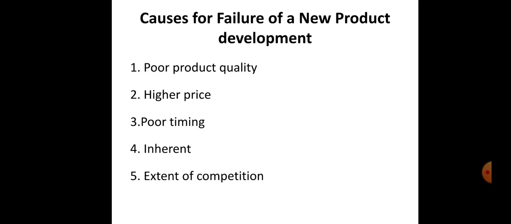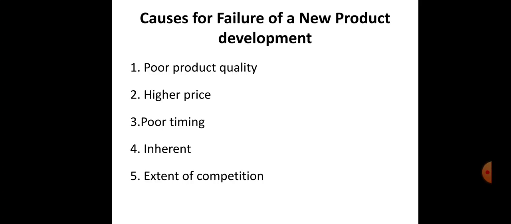So, poor timing. The fourth reason for the failure of a new product is an inherent defect. There may be an inherent defect in the product which may affect its market potentialities. Such a product may not be preferred by the buyers even if the defect is rectified later. Once they get to know that the product is defective, even if you rectify the product, they are not ready to buy. The buyers are not ready to buy. So that is the cause for the failure of a new product.